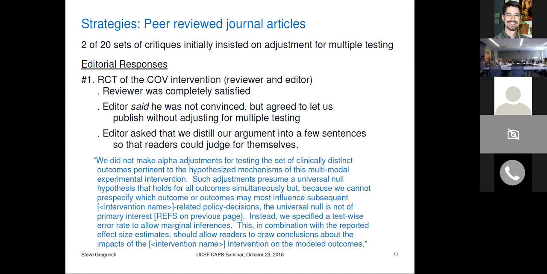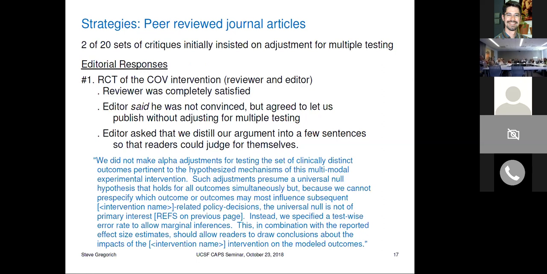So for the first one, this was the Community of Voices. We're still resubmitting the final version, but the reviewer who requested adjustment for multiple testing was completely satisfied. Didn't say anything, so thank you very much. The editor said he was not convinced, but agreed to let us publish without adjusting for multiple testing anyway.